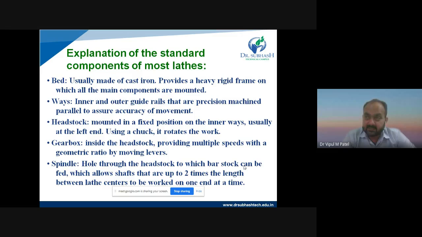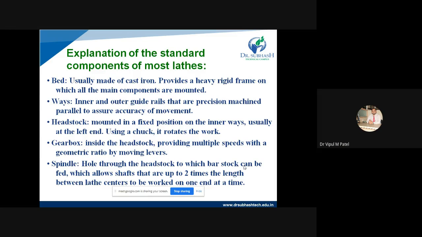So with the use of this spindle, we can easily rotate the workpiece with the use of this rotating device like a face plate or chuck. And this thing is very important, which allows the shafts that are up to 2 times, like double, the length between the centers to be worked on one end at a time.